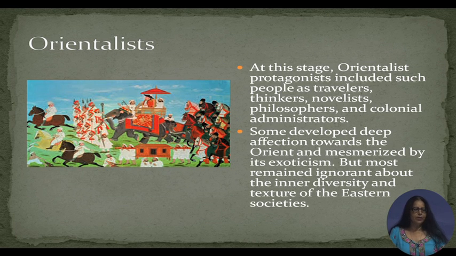So, at this stage, Orientalist protagonists included people such as travelers, thinkers, novelists, philosophers and colonial administrators who developed a deep affection towards the Orient and were mesmerized by its exoticism. But most remained ignorant about the inner diversity and texture of Eastern societies. So, it was not necessarily a negative discourse, it was very positive, but it tended to exoticize. There were people who loved India and those who hated India, but those who loved India also presented it in an exoticized manner, so that it was far removed from the real India. These included opinion makers like novelists, thinkers, philosophers and administrators, but they did not really understand what India is.